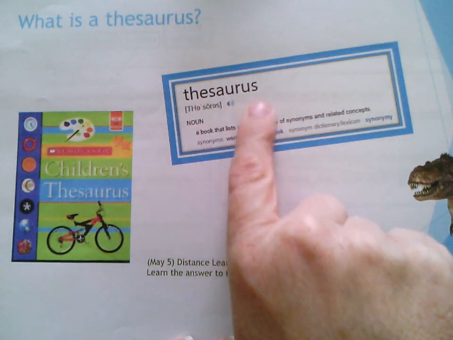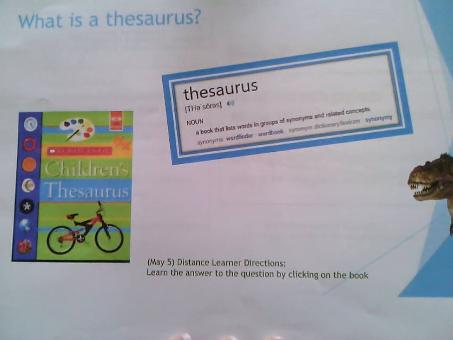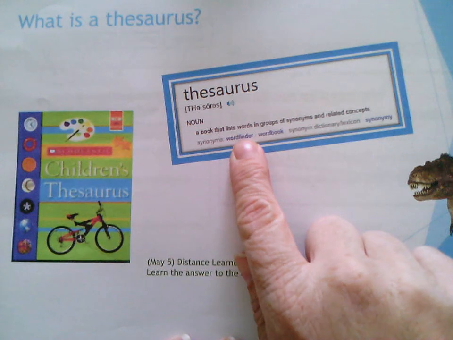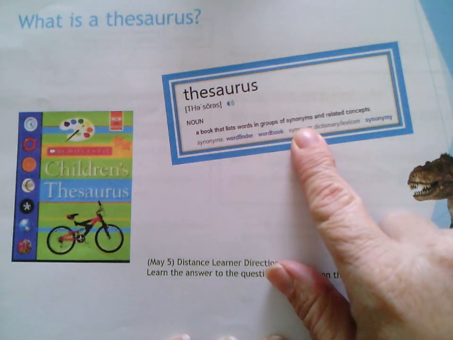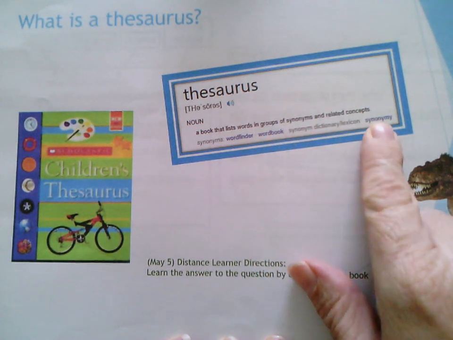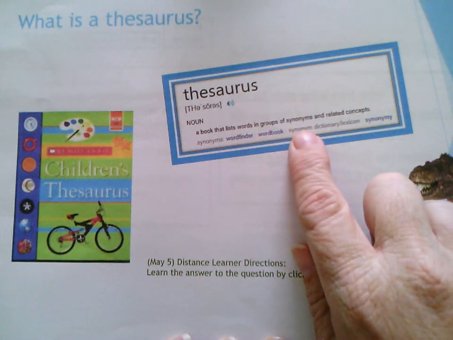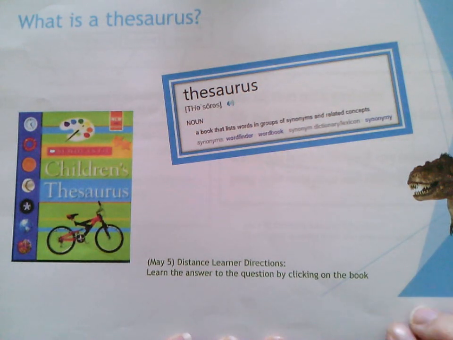Here we have a definition of a thesaurus. It's a book that lists words in groups of synonyms or related concepts. So if you remember, synonyms are words that have a similar meaning. So a thesaurus is going to list words that are synonyms for a word that you're thinking of.